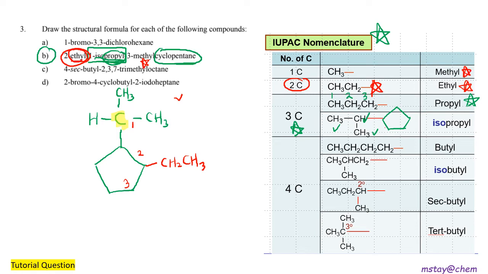Methyl means consists of 1 carbon only. Okay, so I repeat again, methyl. Also, here we can see the methyl. Methyl means consists of 1 carbon.